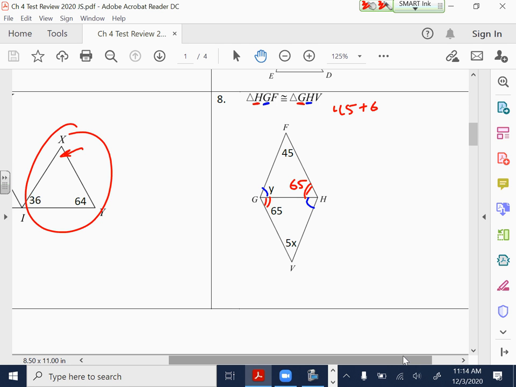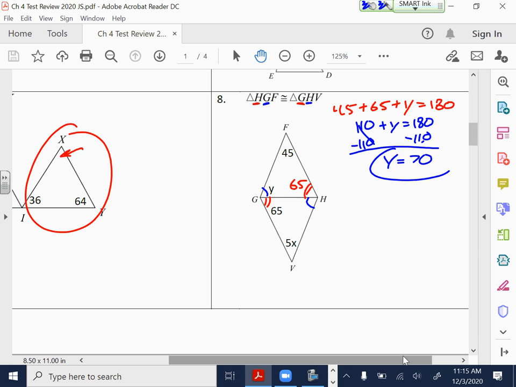45 plus 65 plus y is equal to 180. 45 plus 65 is 110. Plus y is equal to 180. Subtract 110. We end up with y is equal to 70. So that's my y. And what is my x? Well, actually, I could have solved my x first. It would have been a little easier. F is congruent to angle V. So this 45 is congruent to 5x. So 5x is equal to 45. So that means x is equal to 9.